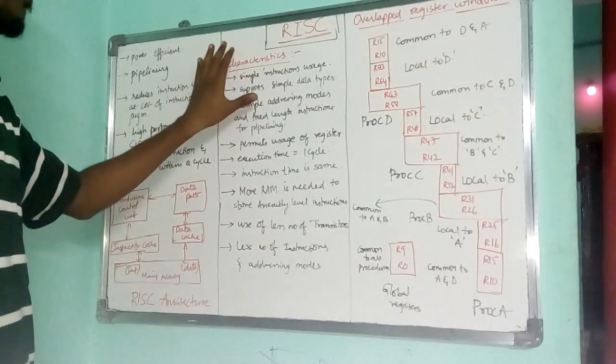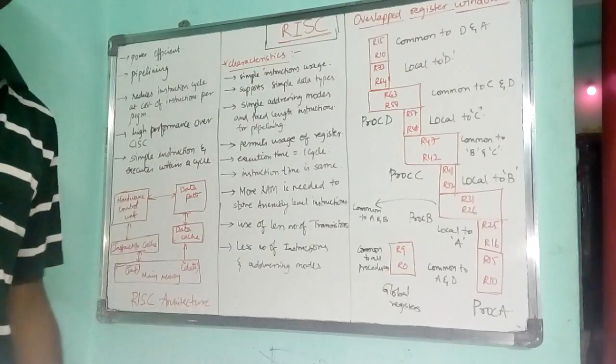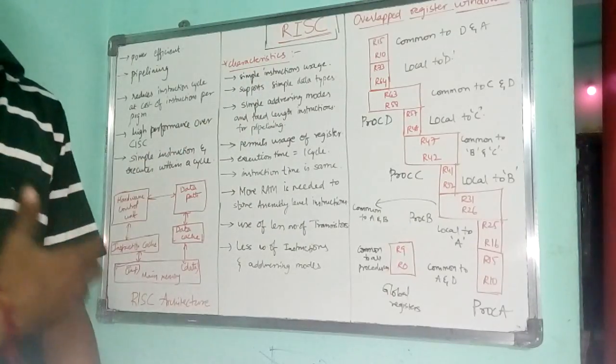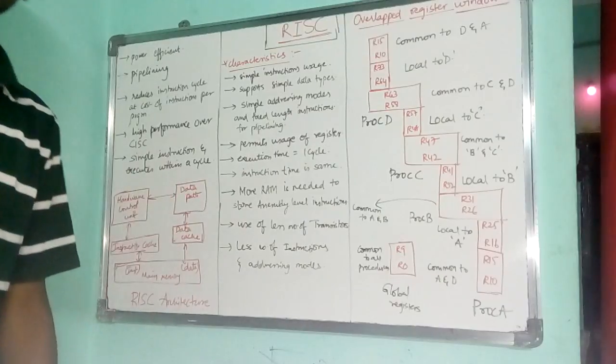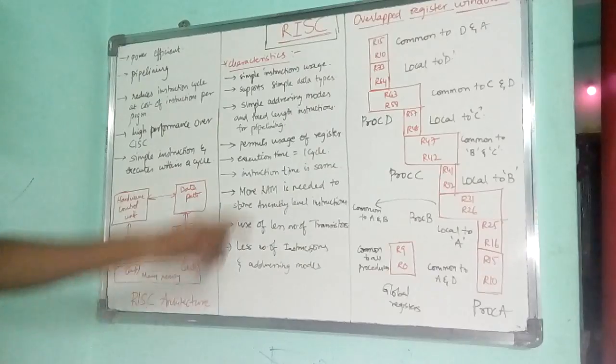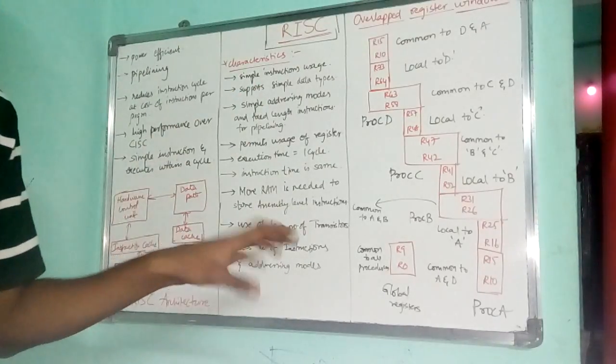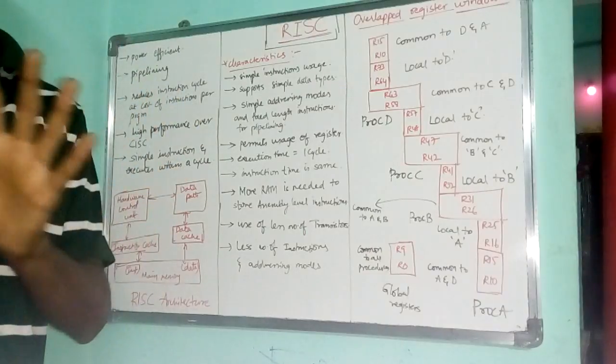Next is main characteristics of RISC. First thing is simple instructions usage. Right? We use simple instructions. There in CISC we used complex instructions for execution of the program. Next is supports simple data types. It supports few data types, but it supports simple data types.